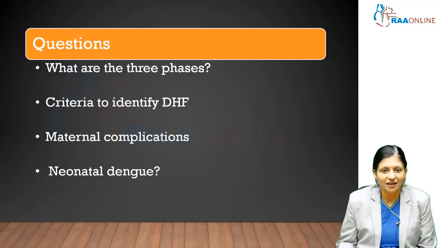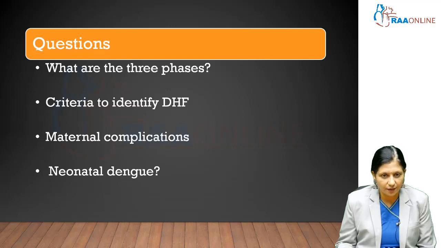So, what are the 3 phases of dengue? It is the febrile phase, the critical phase and the recovery phase. What is the criteria to identify dengue hemorrhagic fever? We have to document it clinically, we can do the tourniquet test, when you inflate a blood pressure cuff and see the appearance of petechiae, or we can do a platelet count, a falling platelet count, as in dengue hemorrhagic fever. What are the maternal complications of dengue hemorrhagic fever?